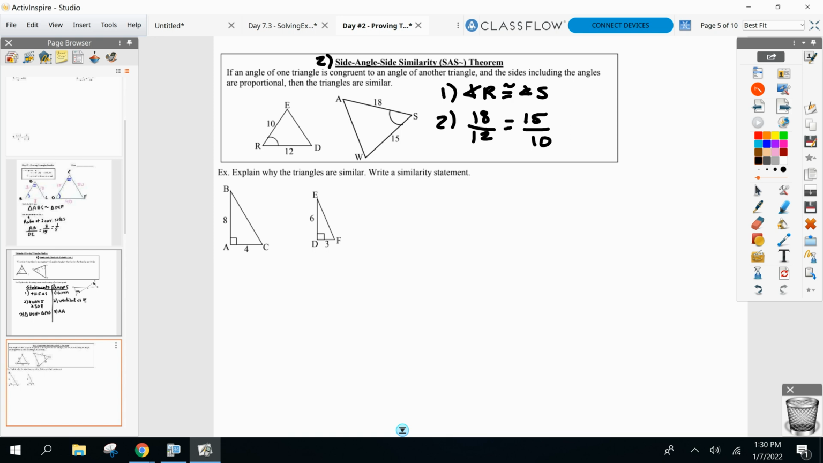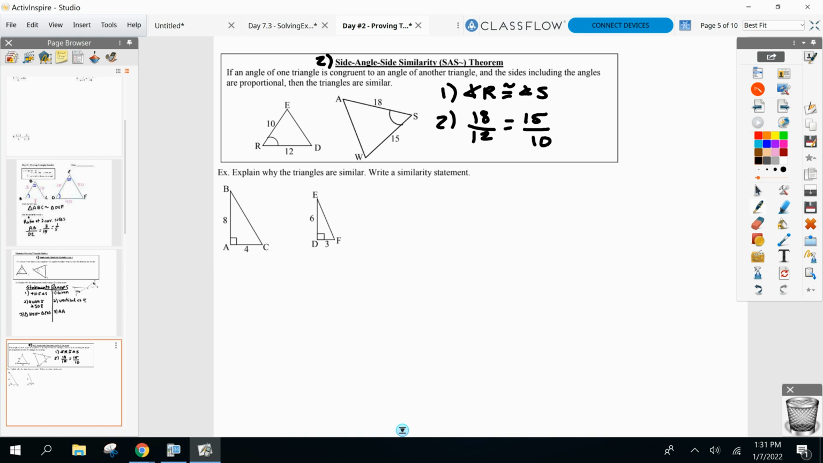Yes. So that's why they are similar by side, angle, side. The angles are still congruent, and the sides around them are in the same ratio. All good? Questions, comments? Side, angle, side. All right, down below.